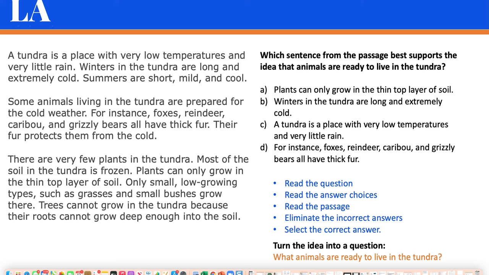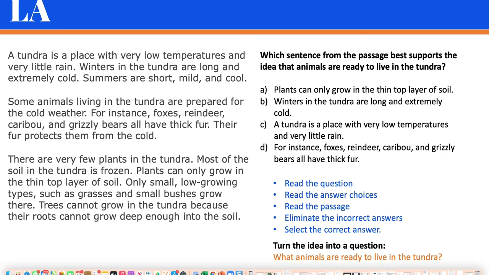Next, I must read the passage. A tundra is a place with very low temperatures and very little rain. Winters in the tundra are long and extremely cold. Summers are short, mild, and cool. Some animals living in the tundra are prepared for the cold weather. For instance, foxes, reindeer, caribou, and grizzly bears all have thick fur. Their fur protects them from the cold.